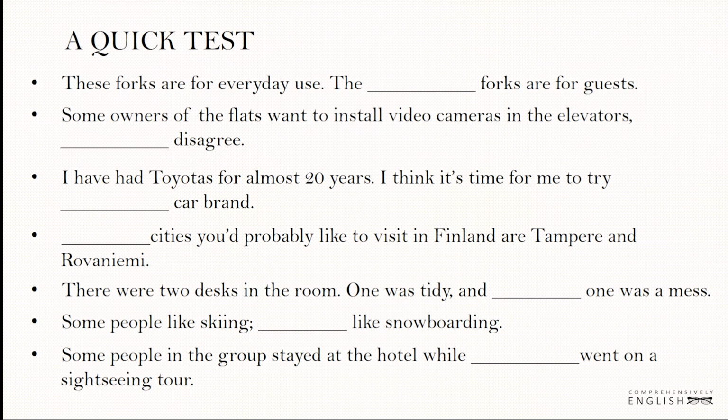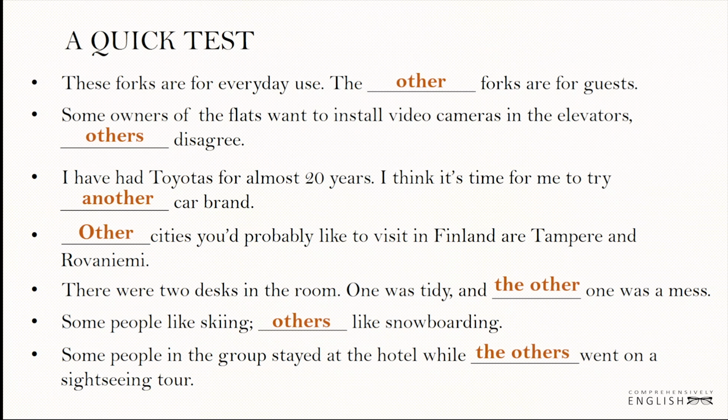Let's take a quick test. Write the sentences down and insert appropriate forms of the word other. Choose among other, others, the other, the others, and another. Let's check. These forks are for everyday use. The other forks are for guests. Some owners of the flats want to install video cameras in the elevators. Others disagree. I have had Toyotas for almost 20 years. I think it's time for me to try another car brand.